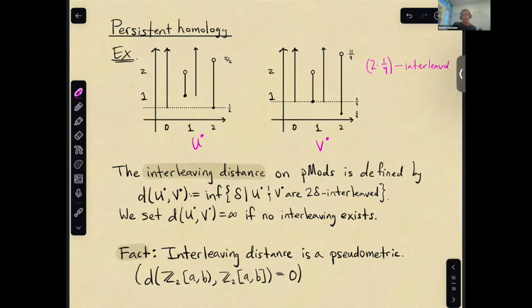And this allows us to write down the interleaving distance between persistence modules. It's just the infimum of all of the deltas over which you can do this. So the distance between these 2 persistence modules would be 1/4. But you could have distinct persistence modules whose interleaving distance is 0, and that's why this is a pseudometric and not a true metric. So the space of persistence modules, we've not made it a metric space, but we've at least topologized it with this pseudometric.